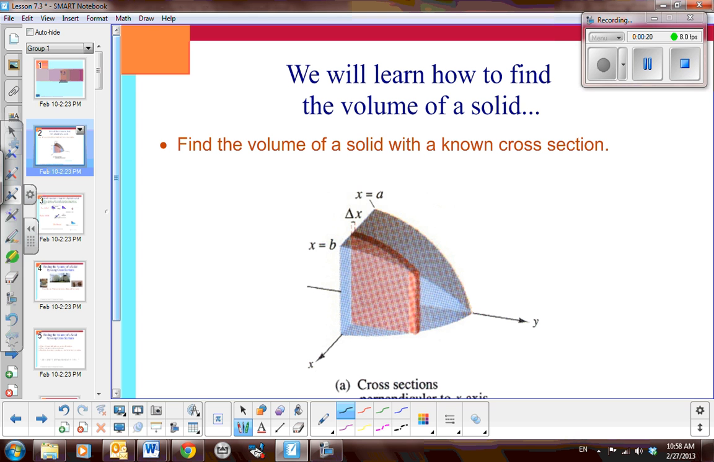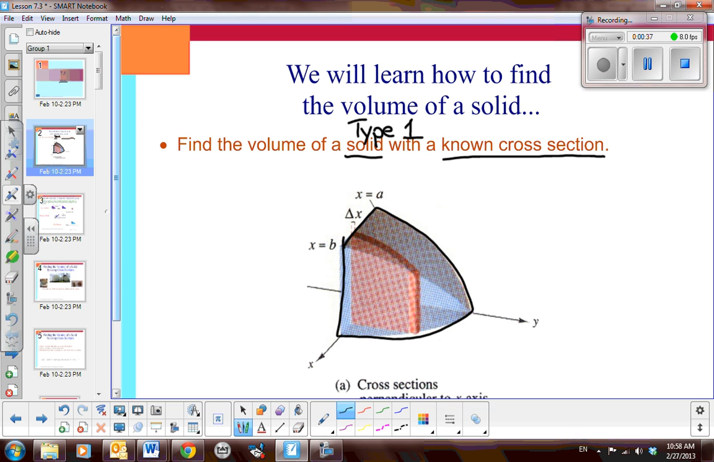Okay? Now, there will actually be a variety of types of solids. The first solid that we're going to look at is going to be a solid with a known cross-section. So this will be type 1, and this is what the lesson for today will be looking at. So you can see here we have a solid that's been placed on the x and y axis. Now I have to warn you before we start this lesson, my 3D drawing skills are very minimum, okay? And you see the solid.